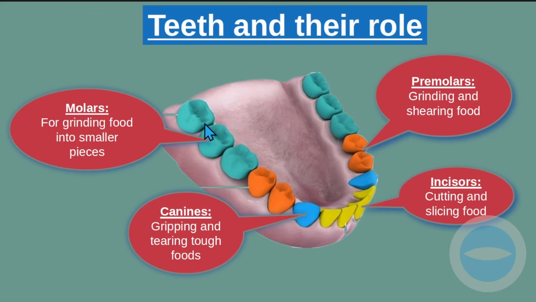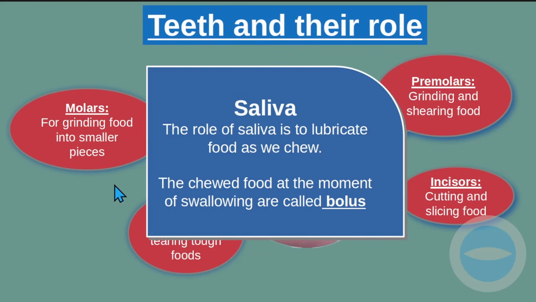While we chew the food, saliva is put in the food. So the role of the saliva: it's very important to know the role of the saliva in mechanical digestion. The role of the saliva is to lubricate food as we chew. As we chew, the salivary gland secretes the saliva, and this saliva lubricates the food so that the food can be a little bit softer.